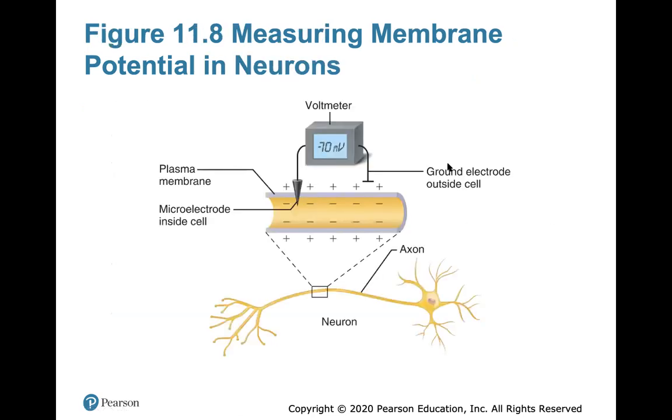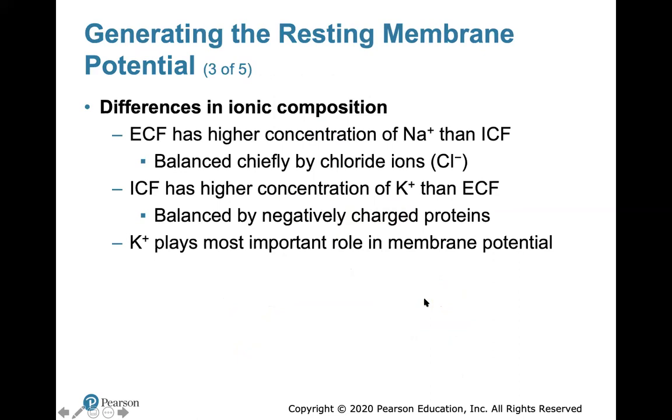So this is just a voltmeter measuring the electrical charge or the resting membrane potential that exists between the inside and outside of a neuron, specifically the axon. And you can see here resting membrane potential is about negative 70. Differences in ionic composition: the extracellular fluid usually has a higher concentration of sodium ions, and the intracellular fluid usually has a higher concentration of potassium ions. And potassium ions are what will play the most important role in membrane potential.